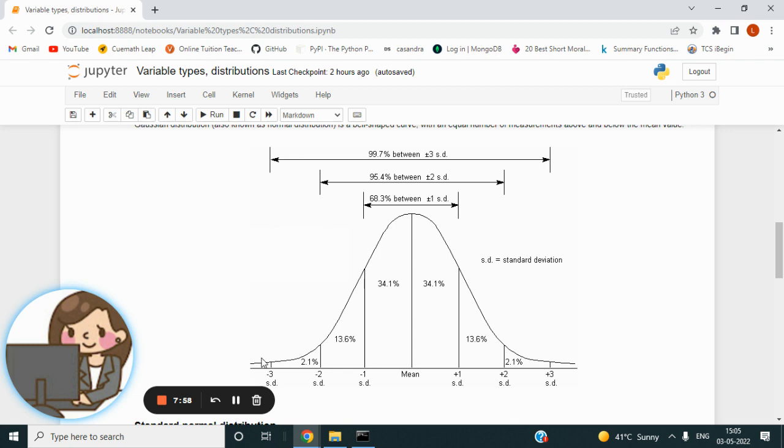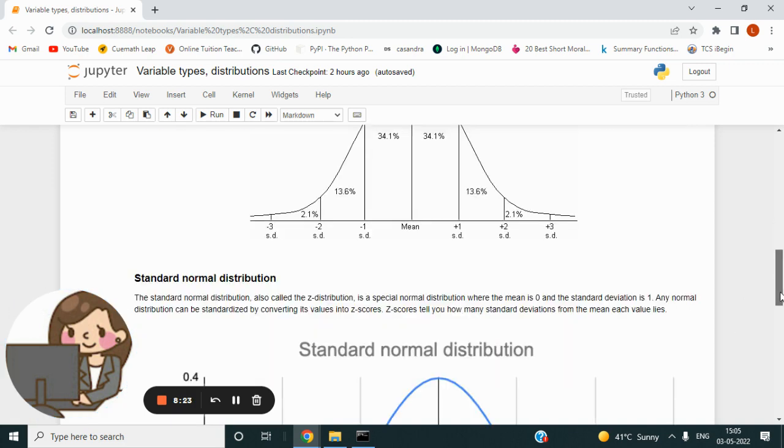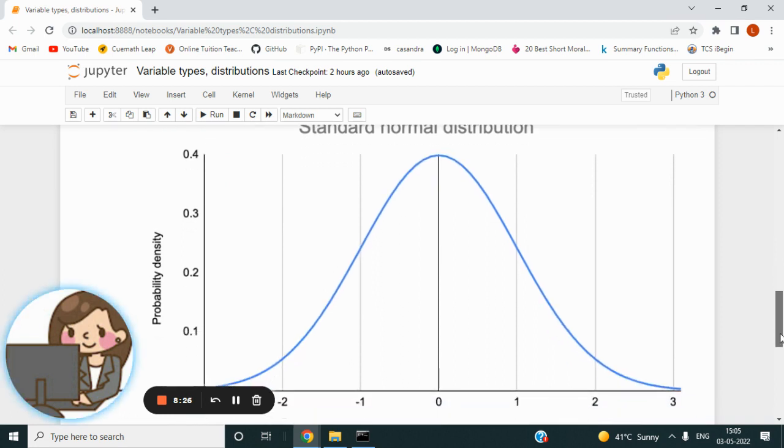Or it has a bell shaped curve, as we can see over here. And this empirical rule can be stated as the 68, 95, 99 rule, where most of the values will lie in the center, then the rest of the values will lie within 2 SD, and the last everything will lie within 3 SD. Okay, so another kind of graph that we can have is the standard normal distribution.